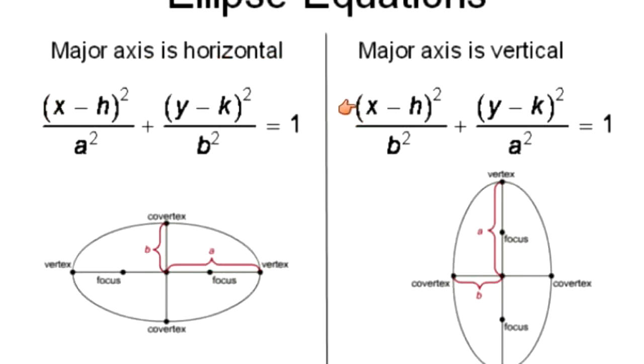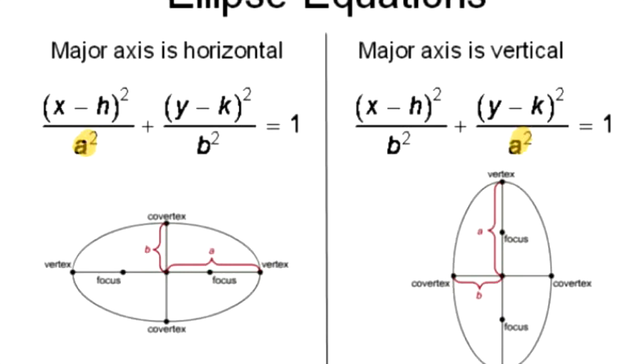What is the only difference? Do we see it though? Okay, so the only difference is that it's what it's divided by, right? Here your x is divided by a squared. Here the y is divided by a squared.